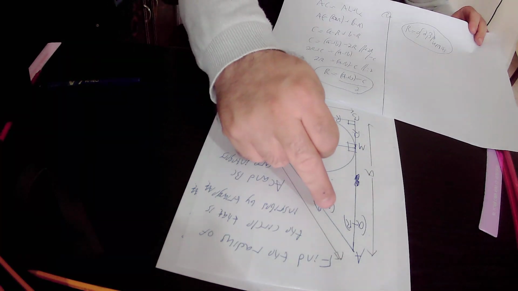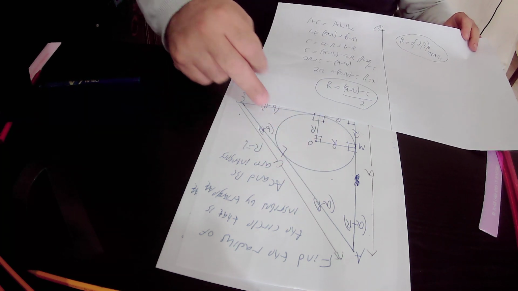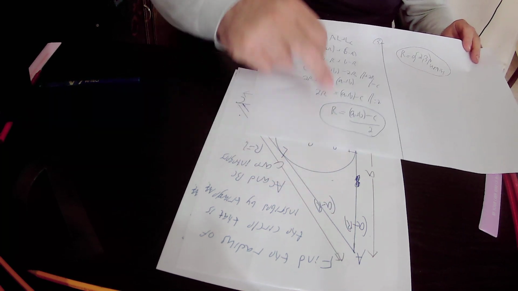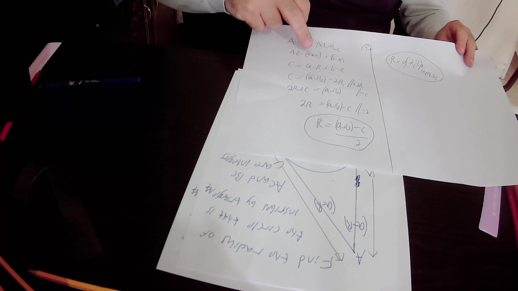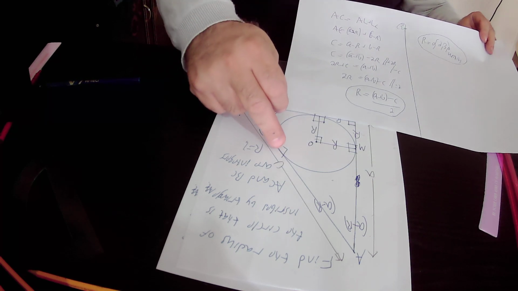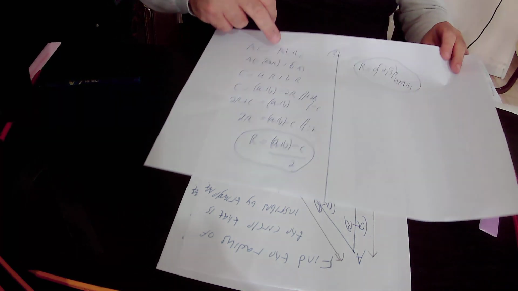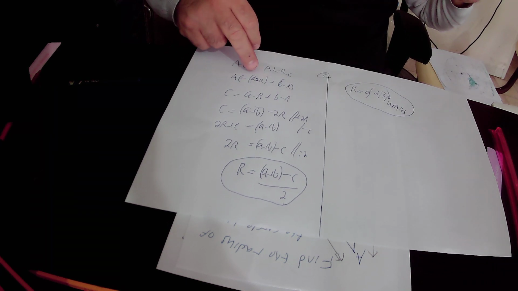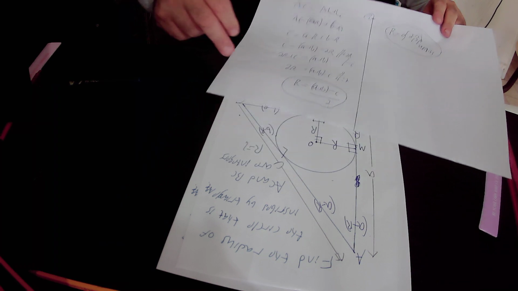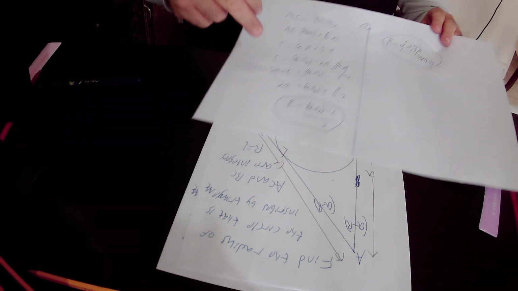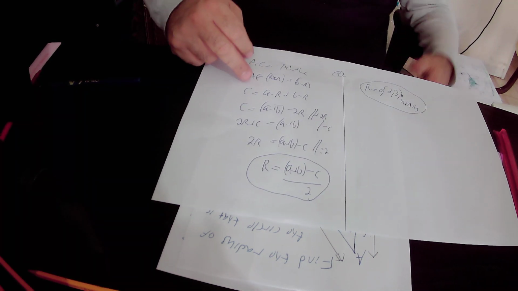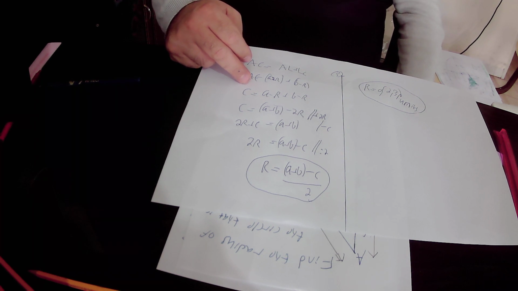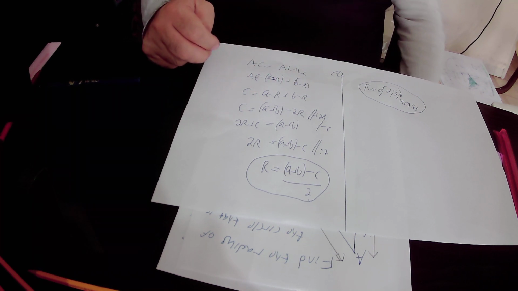AC equals AL plus LC. AL equals A minus R, so we substitute AL by A minus R. And LC equals B minus R, so we substitute LC by B minus R, and so we found out that AC equals A minus R plus B minus R. But according to our definition, AC equals C. So we substitute AC by C and found out that C equals A minus R plus B minus R.